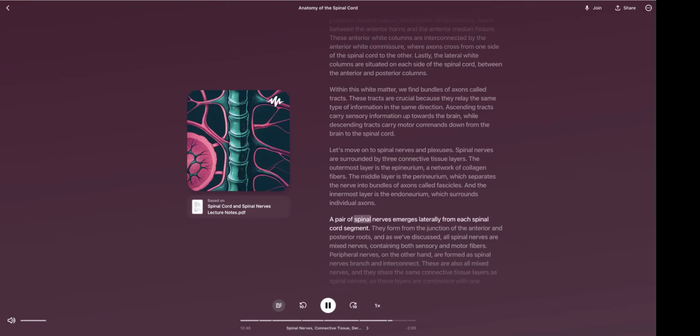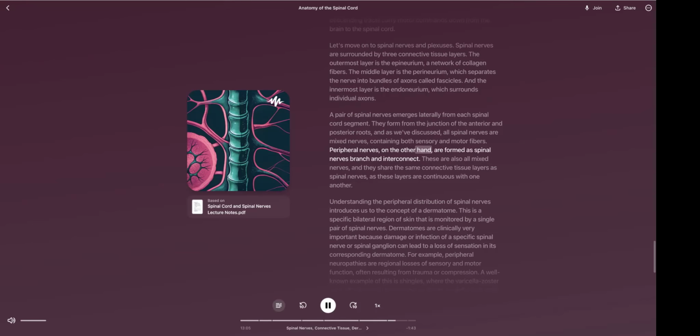A pair of spinal nerves emerges laterally from each spinal cord segment. They form from the junction of the anterior and posterior roots. And as we've discussed, all spinal nerves are mixed nerves, containing both sensory and motor fibers. Peripheral nerves, on the other hand, are formed as spinal nerves branch and interconnect. These are also all mixed nerves, and they share the same connective tissue layers as spinal nerves, as these layers are continuous with one another.